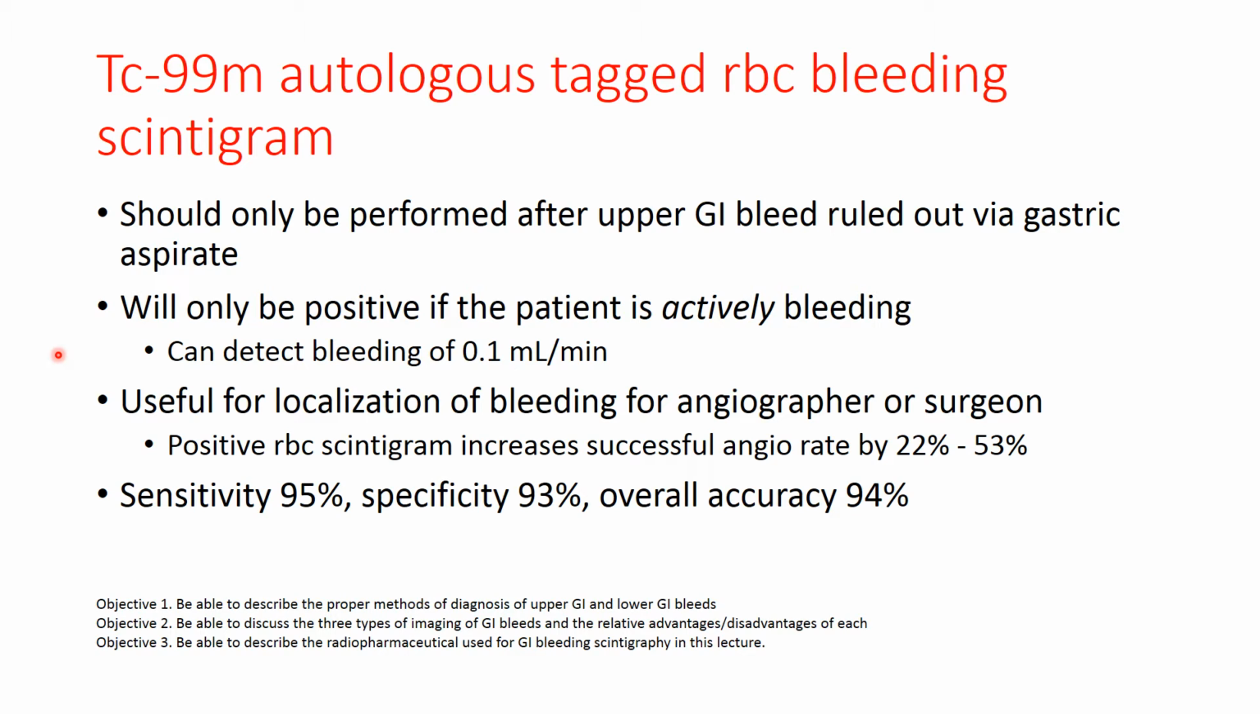This is very sensitive. 95% sensitivity, 93% specificity. That means that if there's a bleed there, we're going to see it 95% of the time. If we think we see a bleed, that's going to actually be a bleed 93% of the time. And that gives us an overall accuracy of 94%, which is pretty darn good.